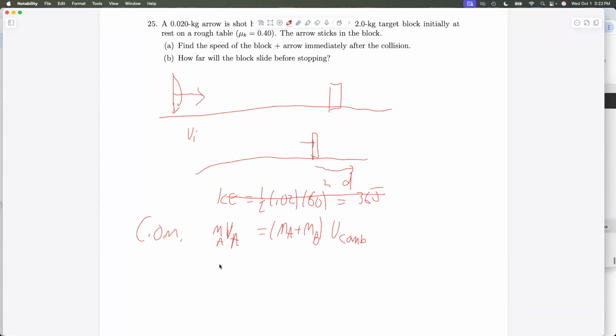And you might be wondering, wait a minute, what about the initial momentum of the block? The block was sitting still, it had zero momentum. So V combined will be m_A v_A over the combined mass.